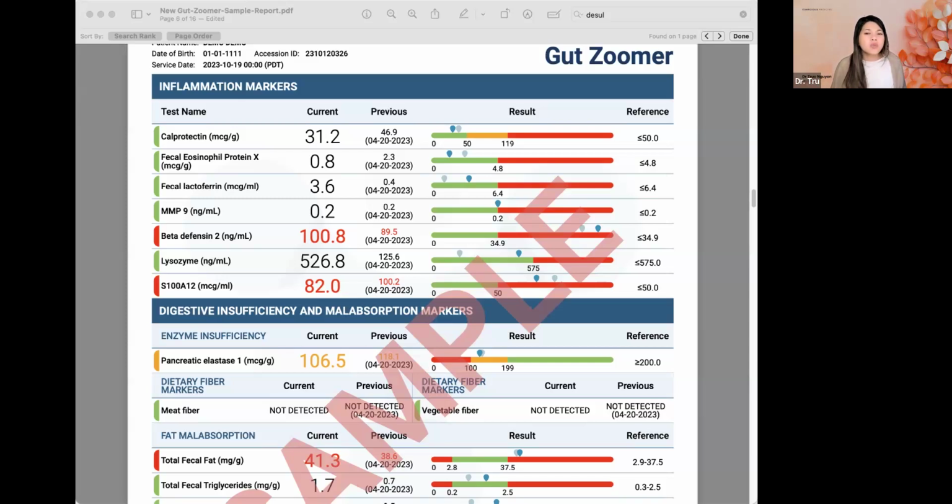So how we use this is really, it's produced by neutrophils. Neutrophils are a type of immune cell that pretty much kill bacteria.